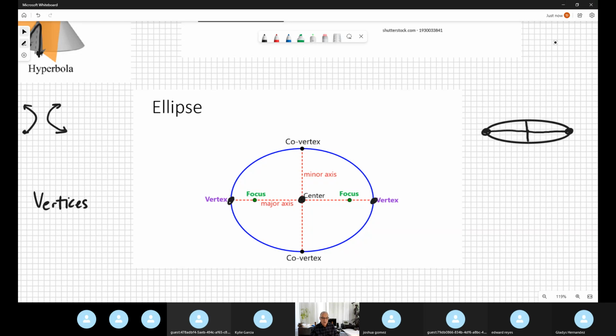Another, co-vertex, or not exactly, another name is endpoint of the minor axis. It's this and this. And we have a focus, in plural foci. We have two foci. The foci lie exactly on the major axis. Because we have different distances to study in detail. That distance is A. Normally it's called A. That distance is B.